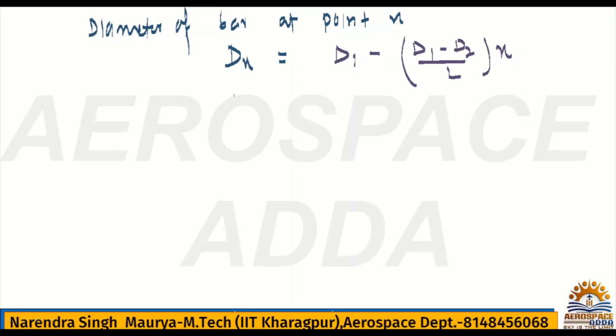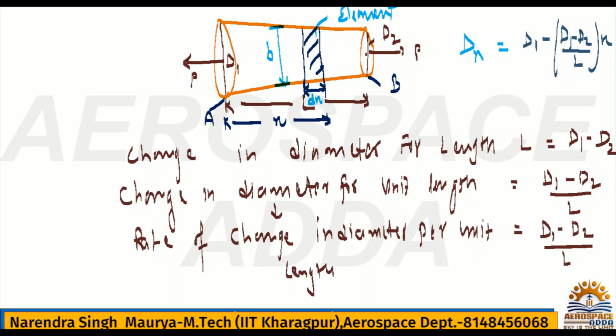I can write the diameter at point A. Point A means at this end.